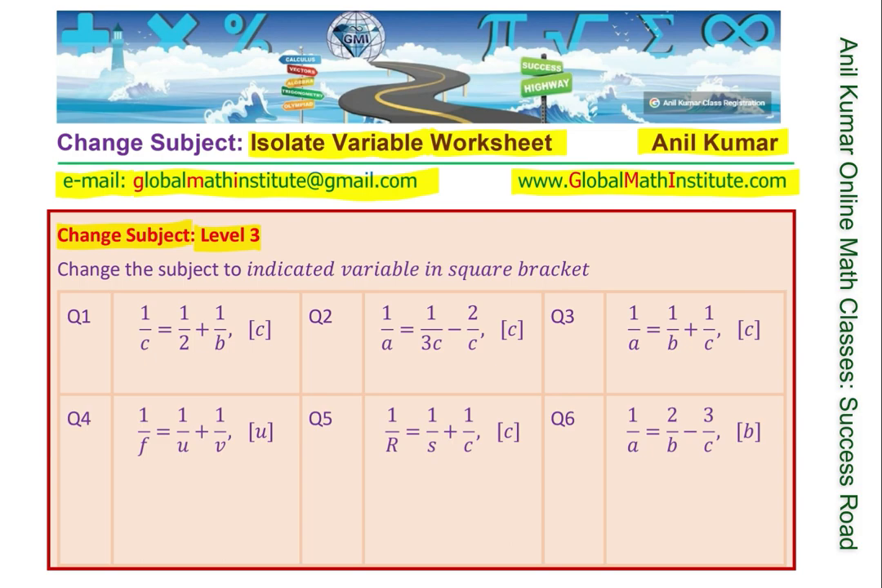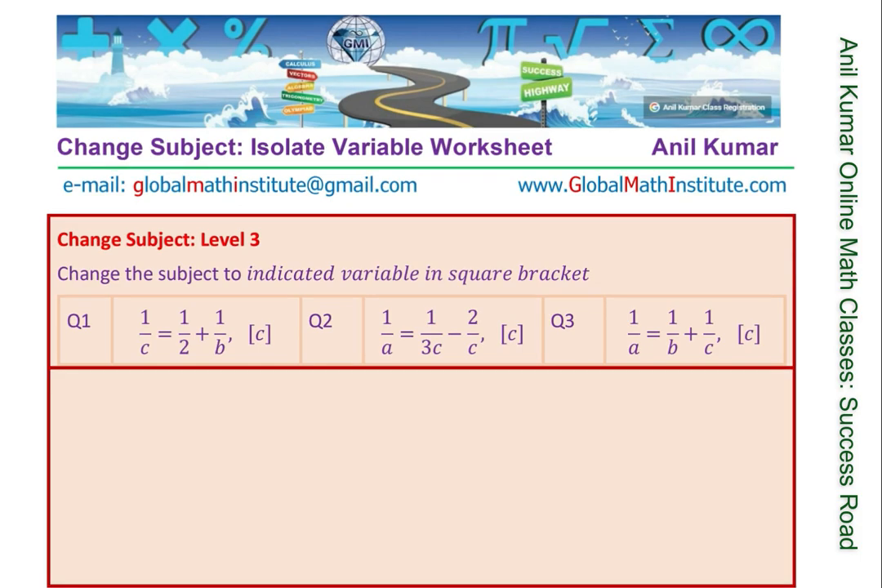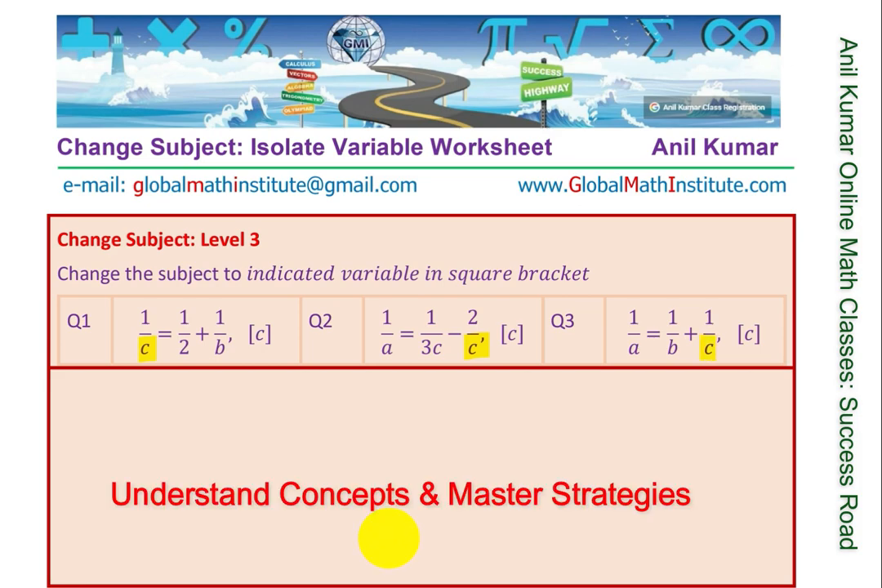So the topic here is change the subject to the indicated variable in the square bracket. As you can see, these are the square brackets. We have to change the subject to these variables in the respective equations. Now let's begin with the very first one and see how we do it. In these 3 examples, notice that C is in different positions. So we are doing similar kind of questions with a variety.